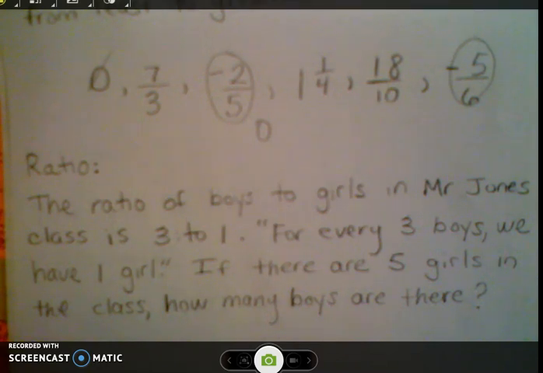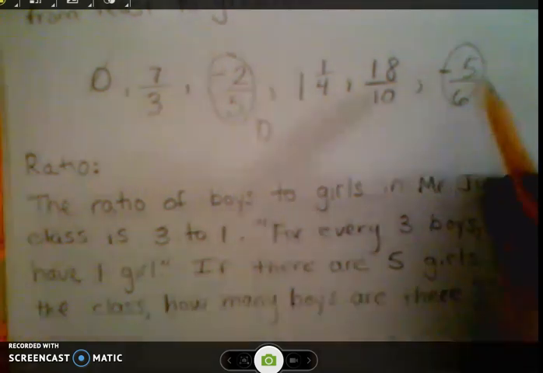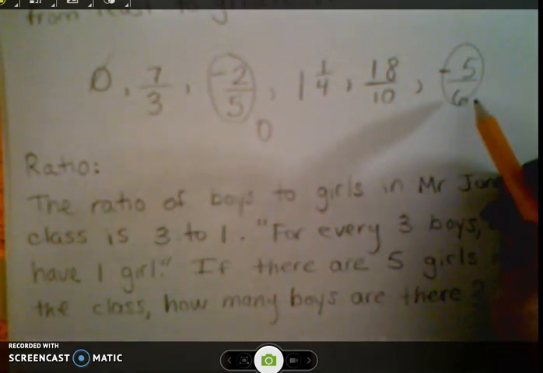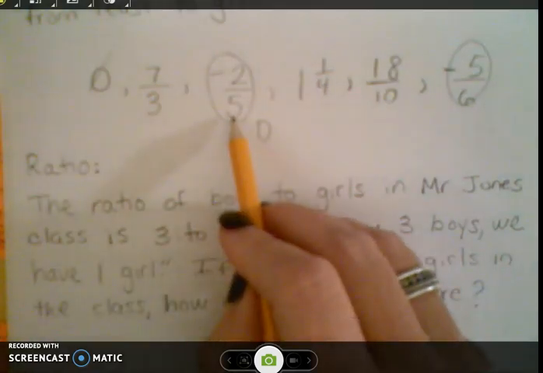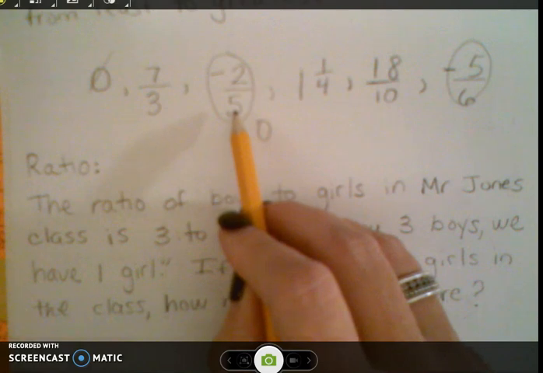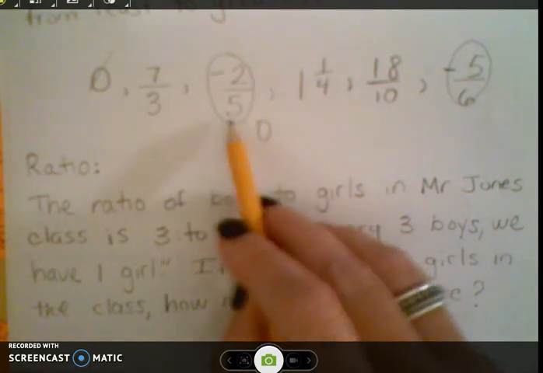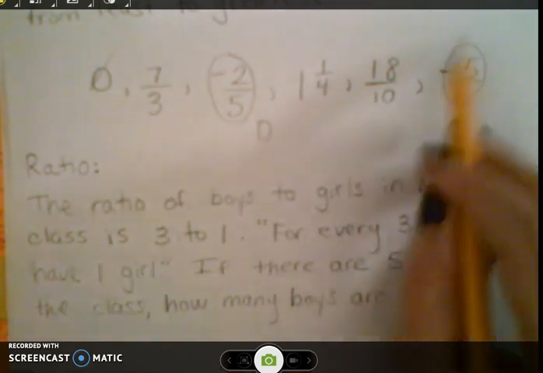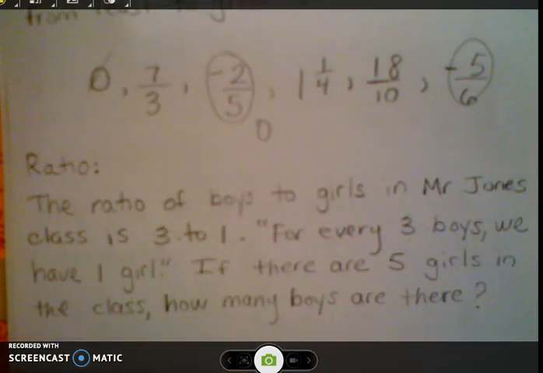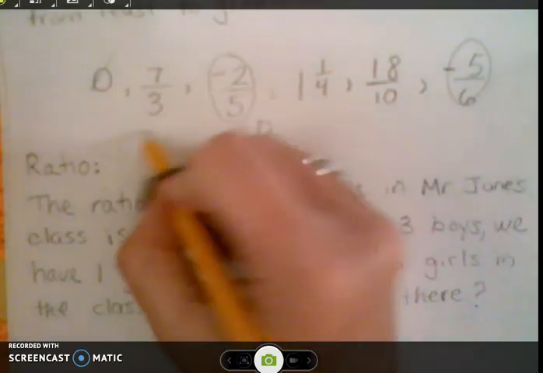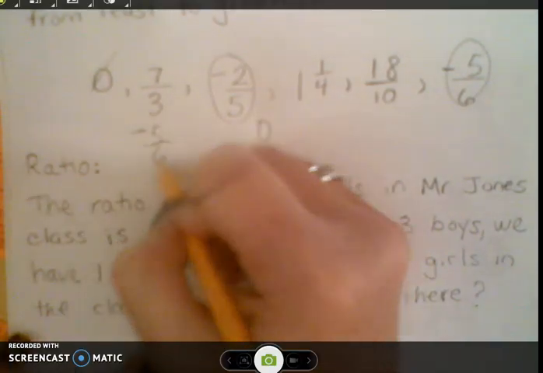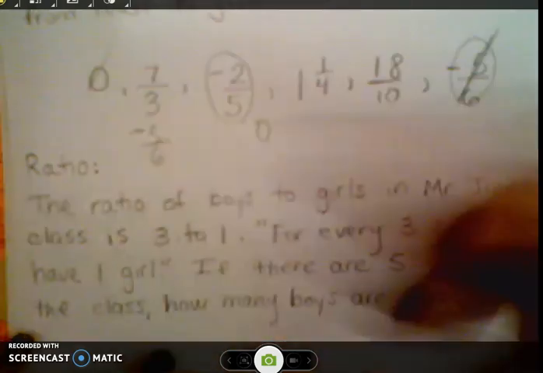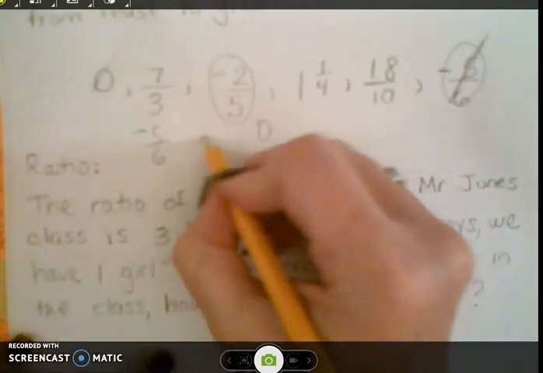Looking at these two fractions that I have right now, this is almost negative 1 whole, and this is not. It's not close to negative 1 whole, so it's going to be closer to 0. So this is my smallest fraction. It's the most negative. It's the furthest away from 0. So I'm going to do negative 5/6, and then my next negative number is negative 2/5.